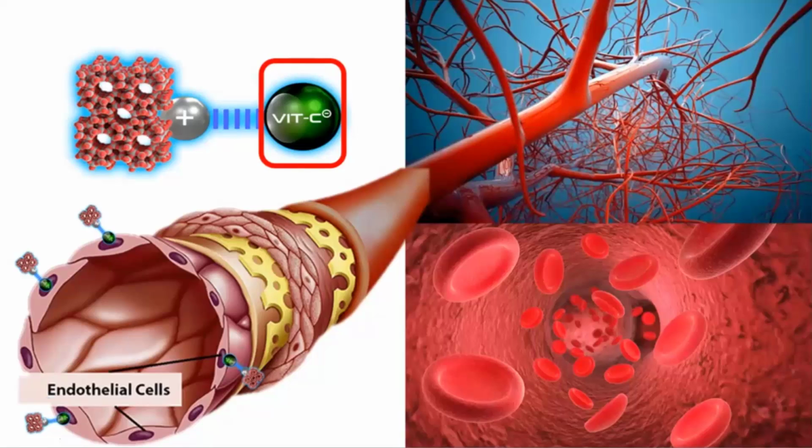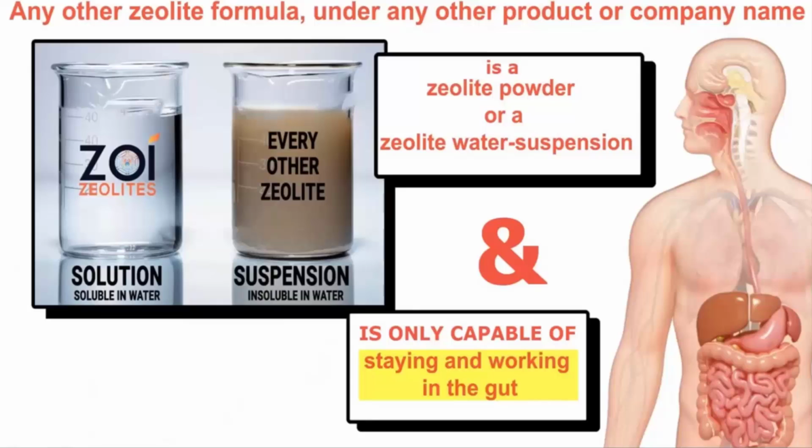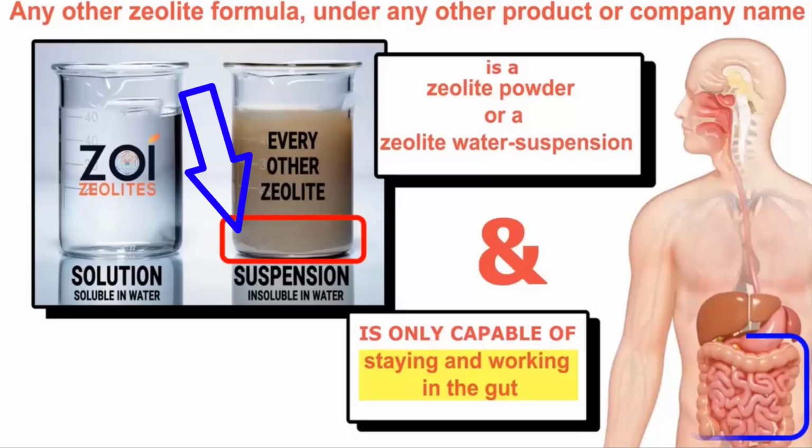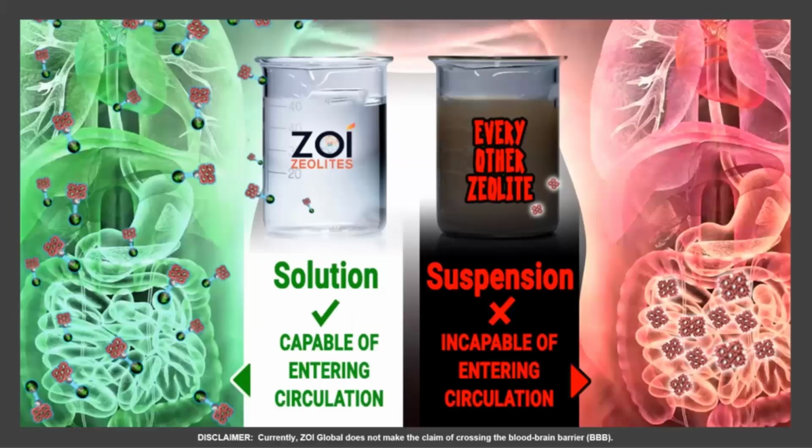This is the game changer, friends, in the zeolite in ZOI ClearDrops, because every other zeolite under every other product is a zeolite water suspension. And see how it settles? That makes it capable of only staying and working in the gut, period. The green body image on the left reflects the power of the zeolite in ZOI ClearDrops. See how it's proven capable of crossing cell membranes to enter circulation and chase toxins all over the body. The red body image on the right shows the toxin chasing limitations of every other zeolite on the planet.